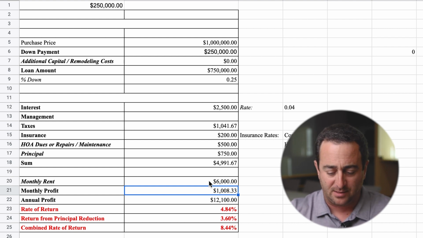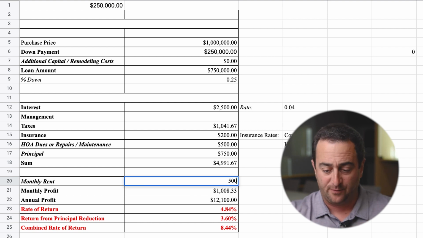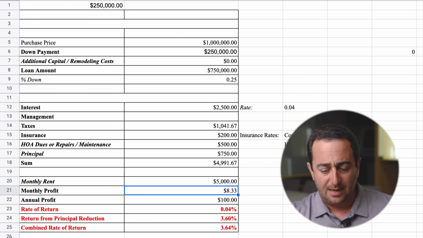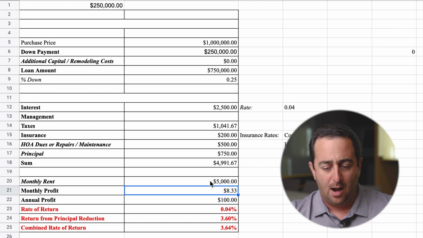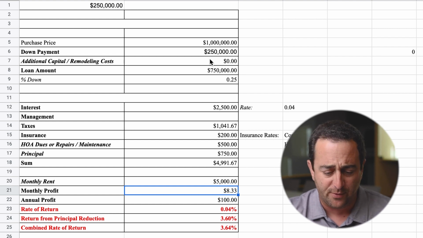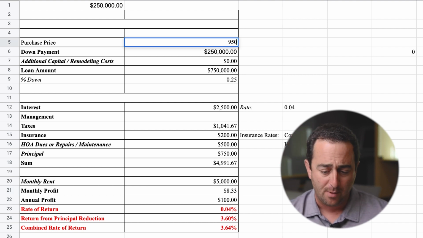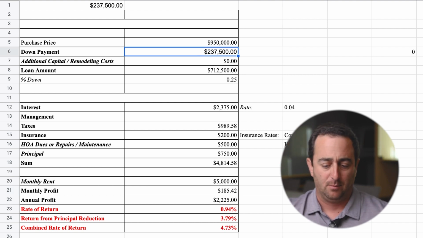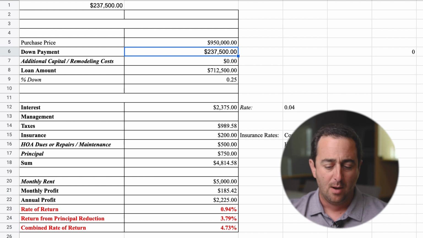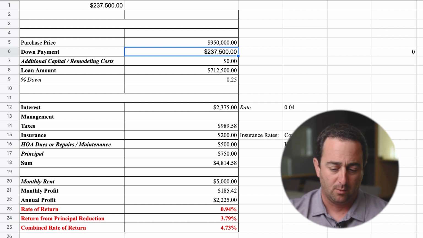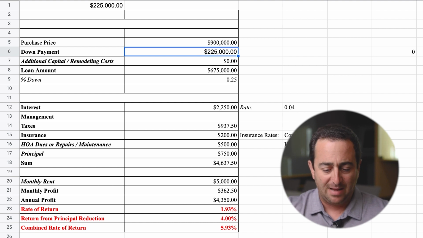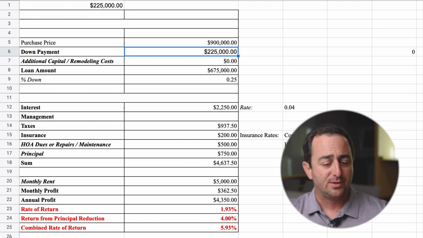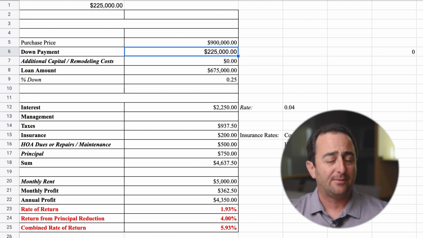Let's change that rent back to $5,000 a month, like in the first example. If that was the rent, let's say it came with a tenant or we knew that was the market rent, I could just play around with these numbers and say, well, what if the purchase price was really $950,000? Nope. At $950,000, I'm still generating under $200 a month cash flow plus the principal reduction. That's not going to work for me. What if it was $900,000? At $900,000, we get to $362 a month profit plus $750 a month principal, just under 6%.